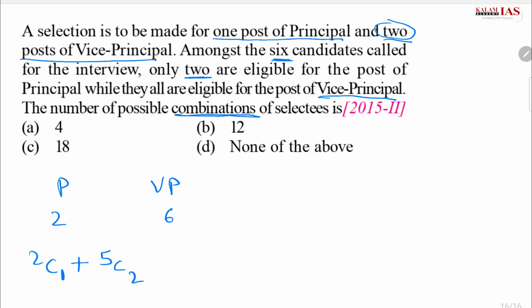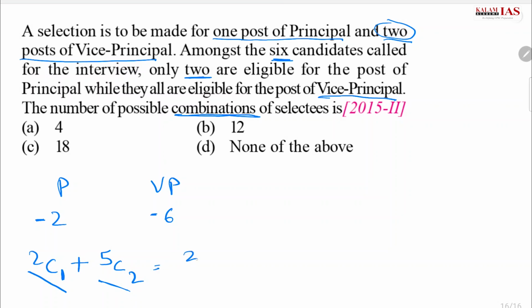See, there are 6 people in total. For the principal position 2 are eligible, for vice principal all 6 are eligible. So out of 2 people we can choose 1 for principal, 2C1, and the remaining 5 all are eligible for the post of vice principal. So from 5 we have to choose 2, that is 5C2.